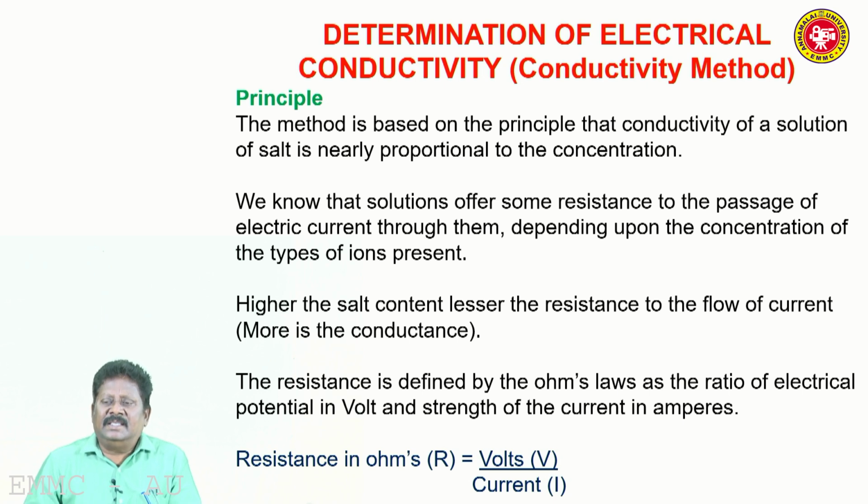The resistance is defined by Ohm's law as the ratio of electric potential in volts and the strength of current in amperes. So, resistance is measured in ohms, which is given by R is equal to V by I, where V is the volt and I is the strength of current.